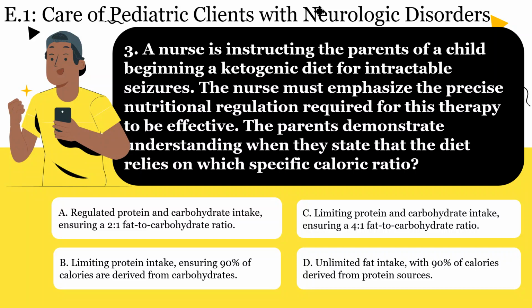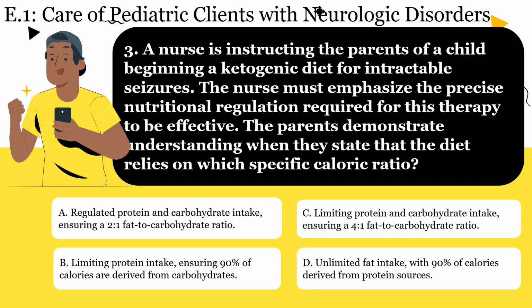A. Regulated protein and carbohydrate intake ensuring a 2 to 1 fat to carbohydrate ratio. B. Limiting protein intake, ensuring 90% of calories are derived from carbohydrates. C. Limiting protein and carbohydrate intake, ensuring a 4 to 1 fat to carbohydrate ratio. Or letter D. Unlimited fat intake with 90% of calories derived from protein sources.